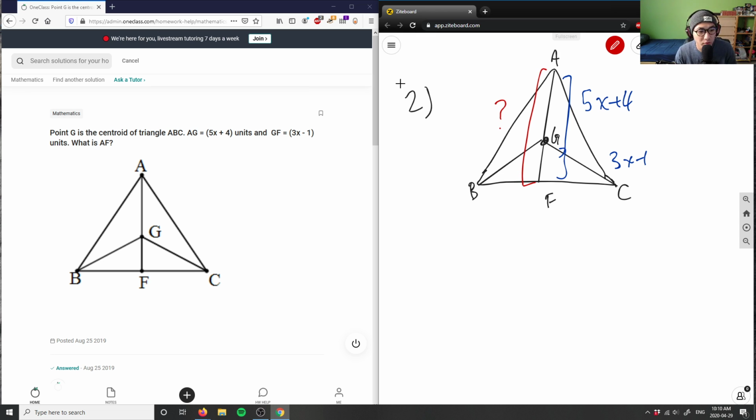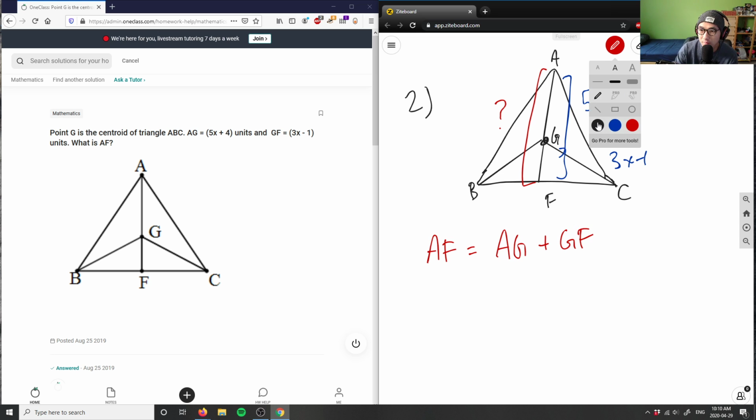So all I'm going to have to do is simply add up. AF here is simply AG plus GF, right? It's this section here, AG plus GF here, right? So it's going to simply just equal AG plus GF here. And as you can see, these two G's would cancel out, and you get AF here. So this here would be correct.